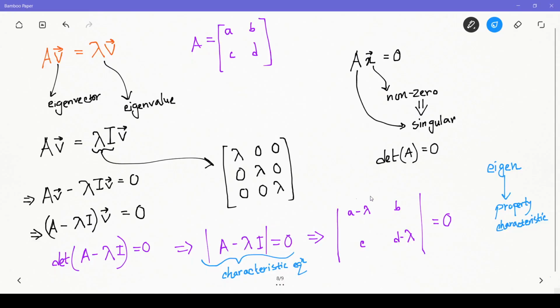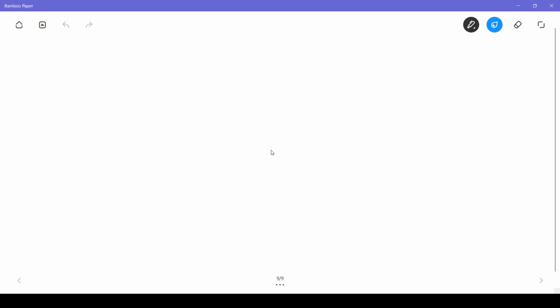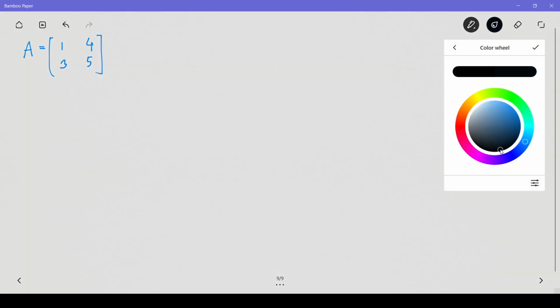Let's go to the next page. If you recall, our matrix was A equals 1, 4, 3, and 5. Let me write the 4 a bit more clearly. Let me change the color to black.